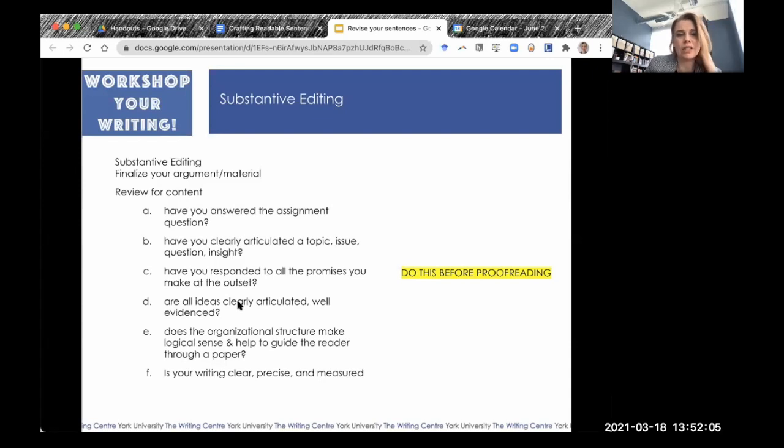Have I clearly articulated all of my evidence? Does my organizational structure make logical sense? You can take note of these or go back to this slide to create a checklist. This is definitely a second draft checklist of things that you should do to substantively edit and revise the content of your paper. And you do this before proofreading, before you're working on whether your sentences are grammatical.